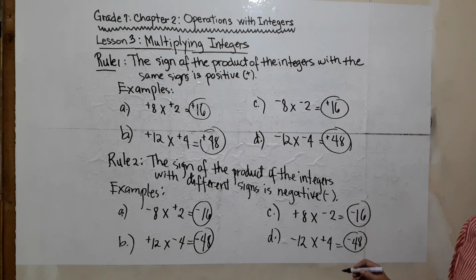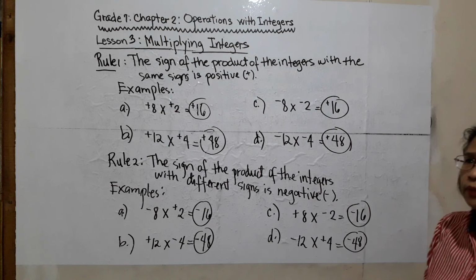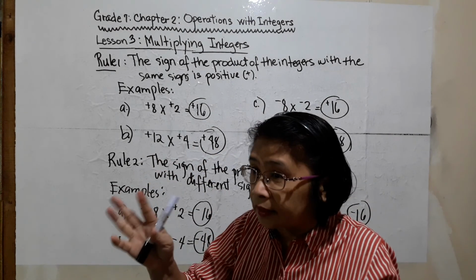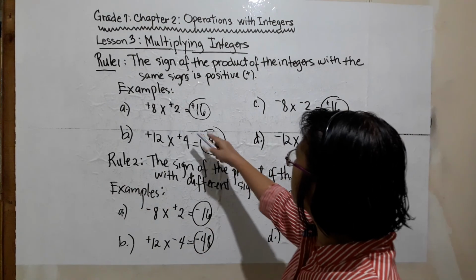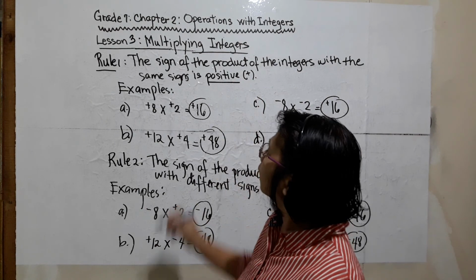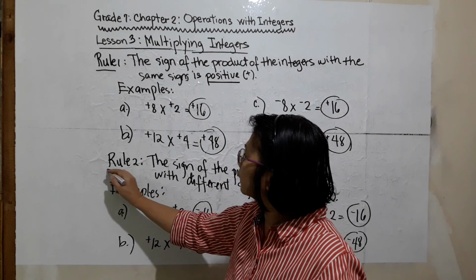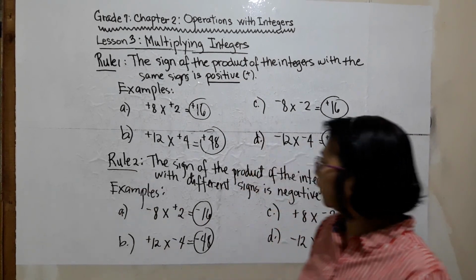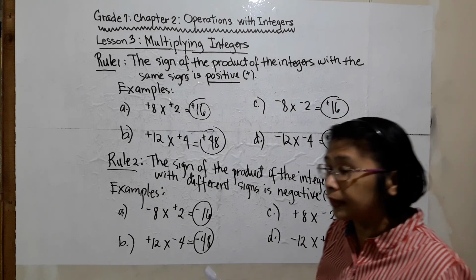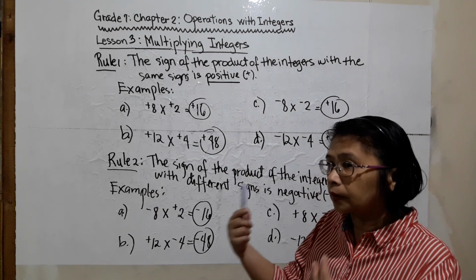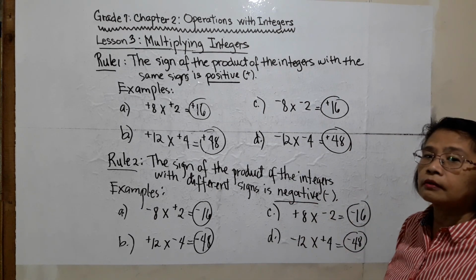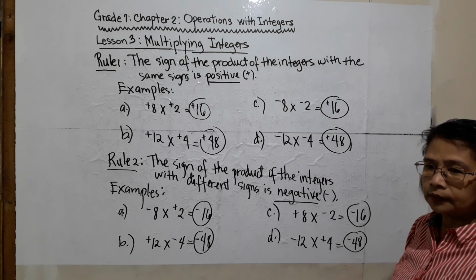Easy to understand. It's very easy to remember. If the signs of the two factors are the same, the product should be positive. Rule number 2 says that if the signs of the integers are different, the sign of the product is negative. So it's so easy to remember. Okay? Yes, very good.